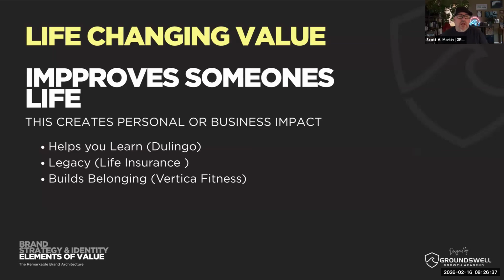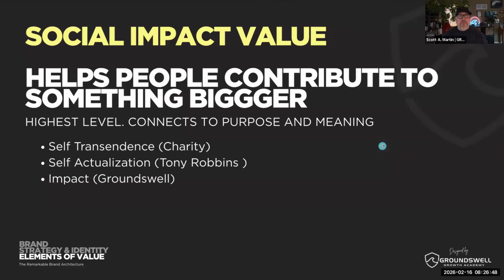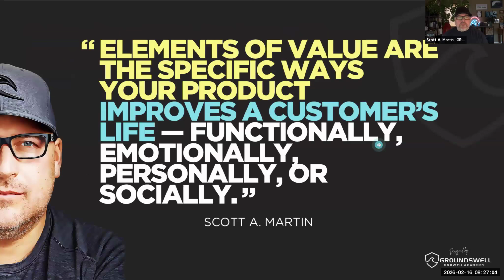Life-changing value improves someone's life. This creates personal or business impact. That helps you learn, like Duolingo, or legacy like life insurance, or builds belonging, like Vertica Fitness, the one that I just gave as an example. Or social impact value helps people contribute to something bigger. So this is the highest level. It connects to your purpose and meaning. So self-transcendence could be charity, or self-actualization, like I mentioned Tony Robbins, or impact, like my company Groundswell, impacting brands that want to make a difference in the world.